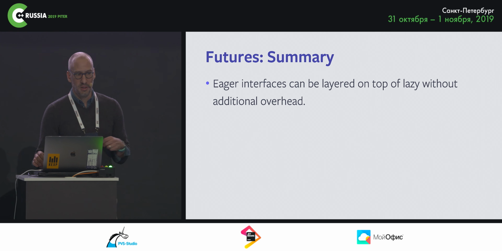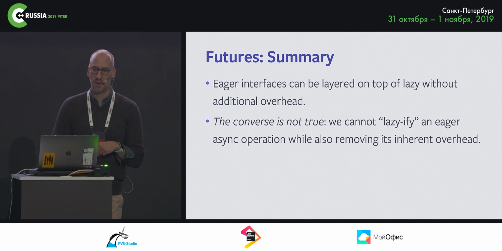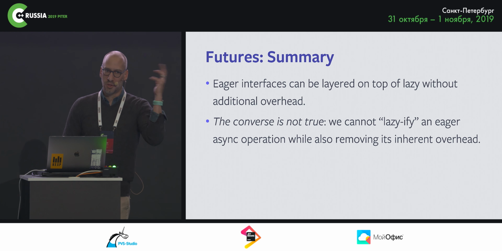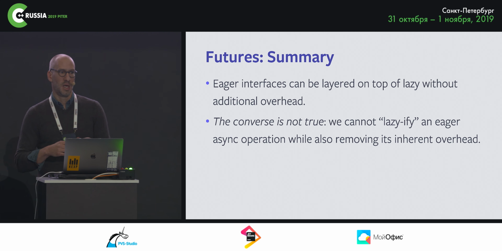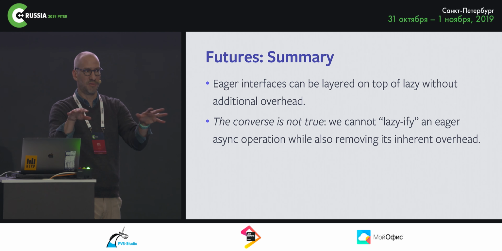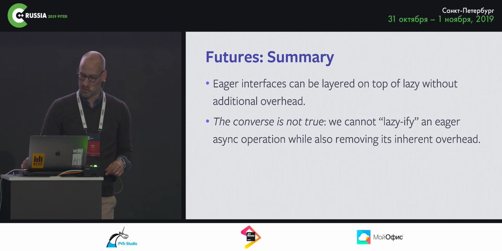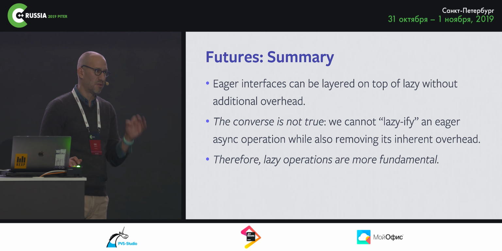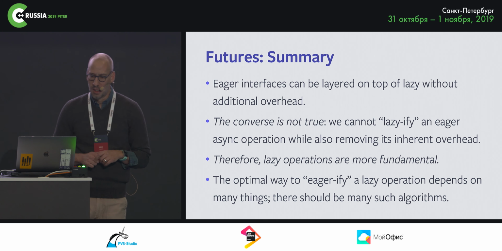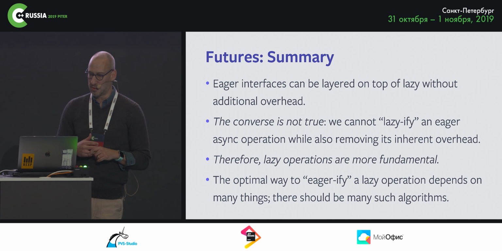So with eager interfaces, you can build eager on top of lazy without additional overhead, but you can't do the other thing. You can't lazyify an eager operation while also removing its overhead. So if your primitives are promises and futures, then you can't build sender receivers on top of that efficiently. We have to do it the other way around. Sender receiver is the most efficient thing. So lazy operations are more fundamental than eager operations. The optimal way to eagerify a lazy operation depends on a lot of things, so there should be many algorithms like this.